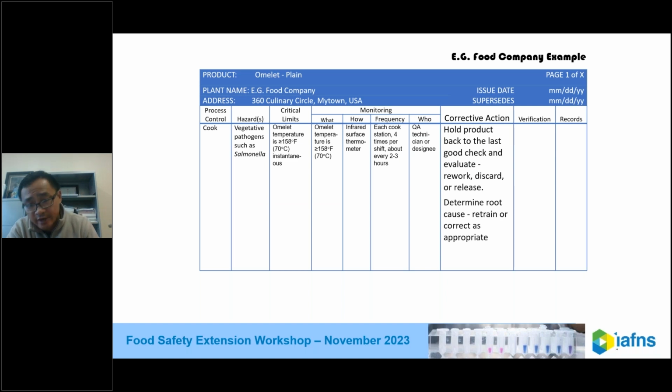So we gradually fill this table until here we go to corrective action. What they are talking about is to hold the product back to the last good check and evaluate, rework, discard or release, and determine the root cause of why it is not appropriate. We left these two, and this is not talked about here because it is in chapters 13 and 14 later on.